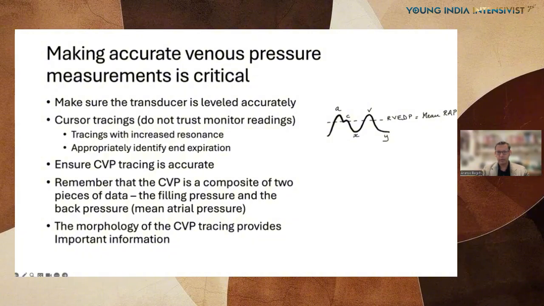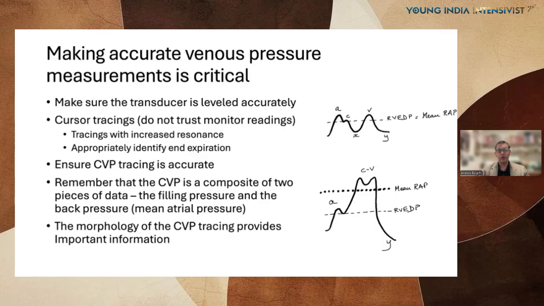And in normal people, that is sort of the same as the mean right atrial pressure. But the mean right atrial pressure, or the mean left atrial pressure when you're thinking about the left atrium and the wedge, is also what you can think of in what Guyton called the back pressure. This is the pressure against which venous return comes back to the heart, right?